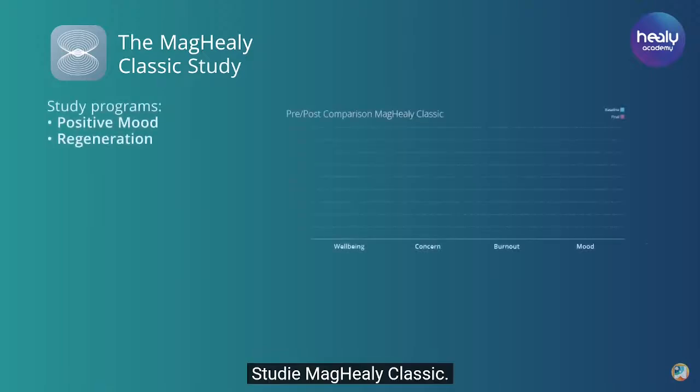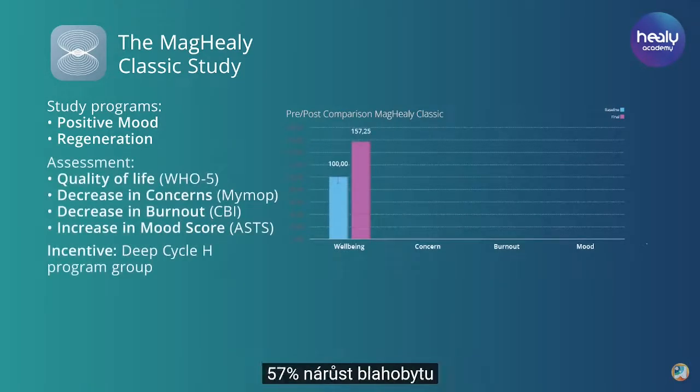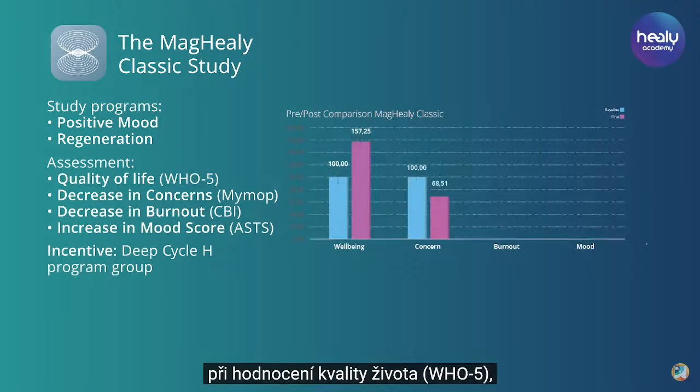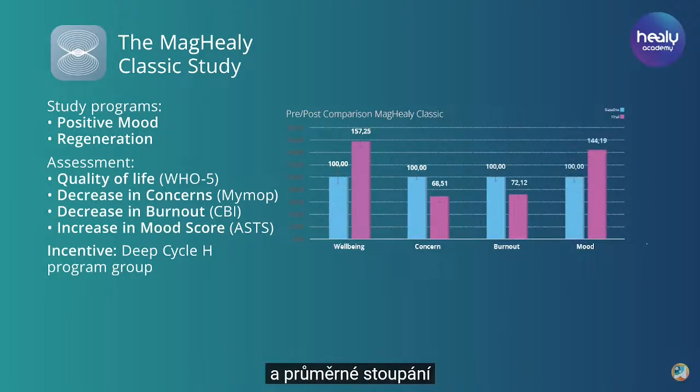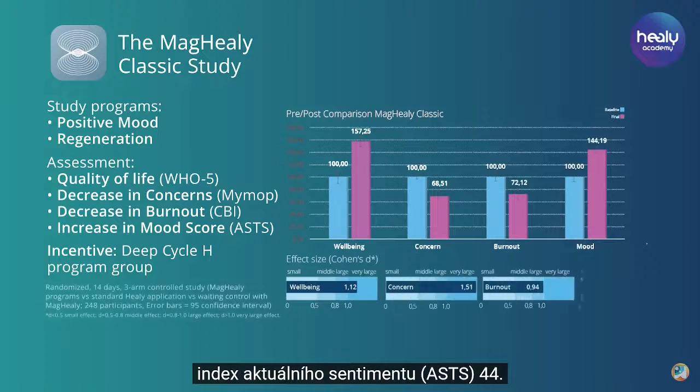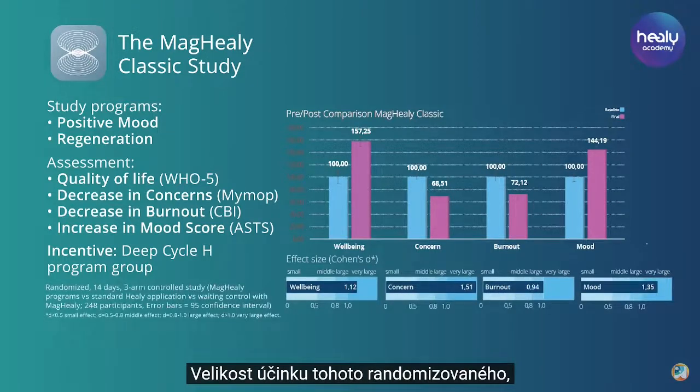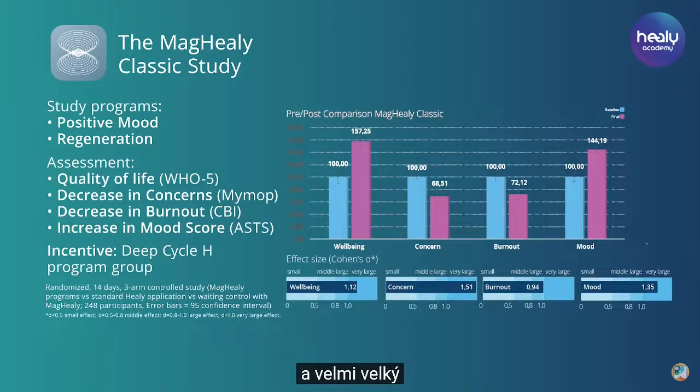Maghealy Classic Study. In a study on the Maghealy Classic program's positive mood and regeneration, participants showed an average 57% increase in well-being on the Quality of Life Assessment, WHO-5, an average 32% decrease in concerns, MOP, an average 28% decrease in Burnout Index, CBI, and an average 44% increase in Current Mood Index, ASTA. The effect size of this randomized, three-arm controlled trial with 248 participants was large for decrease in Burnout Index and very large for well-being, decrease in concerns, and increase in Current Mood Score.